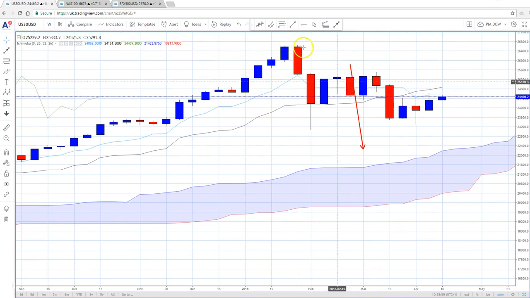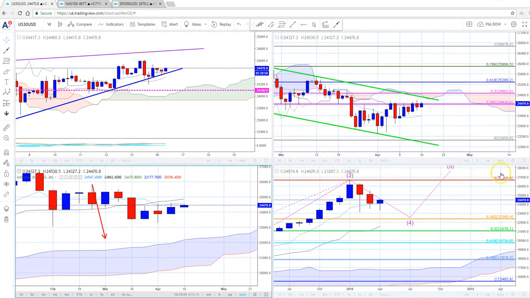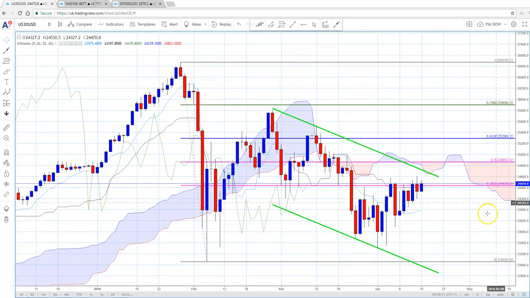Now we'll drill down to the weekly chart, and here we're seeing a common AB equals CD correction. This targets a move lower towards this Ichimoku cloud on the weekly basis. So we still believe there's further downside to come before we see a correction higher, and we'll show you on the daily chart a little bit more of what's going on currently.